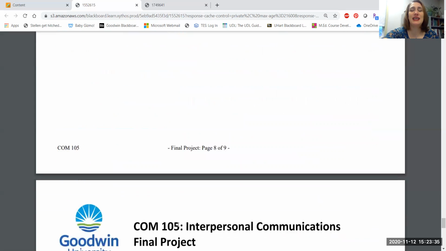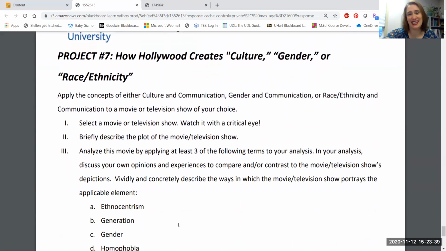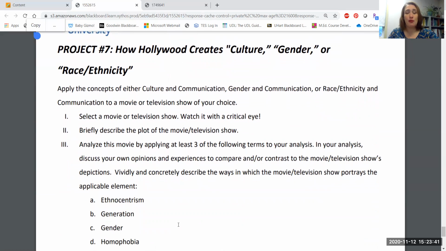All right, the last one here. Whew, I'm on the last page. Look at that, page 8 of 9. So here's page 9 of 9 in project number 7. Project number 7 is about Hollywood and how Hollywood creates culture, gender, or ethnicity. And in particular, it doesn't say it very well in this description, how does Hollywood communicate different ideas to us?